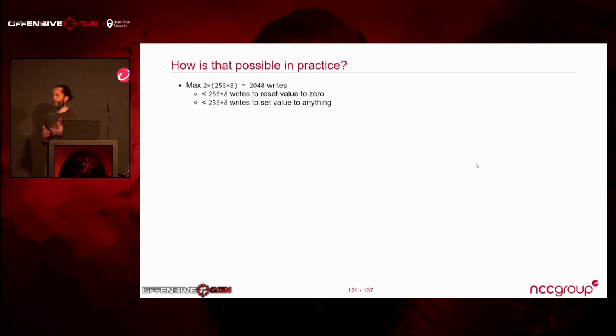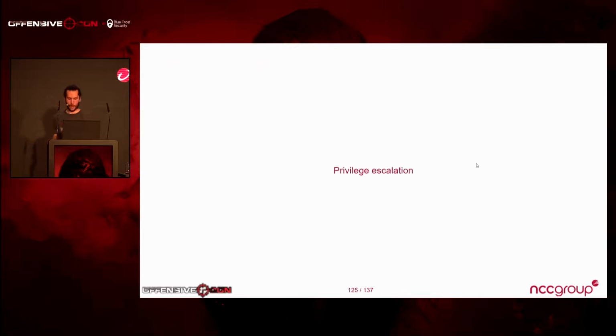So effectively, you have one run to set everything to 0, and one run to set anything to the value you want, worst case. So it's 2 times 256 times 8, which is 2000. Okay, so we have an arbitrary read, we have an arbitrary write, so how do we get privesc?